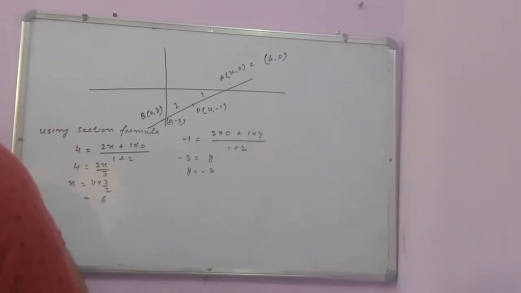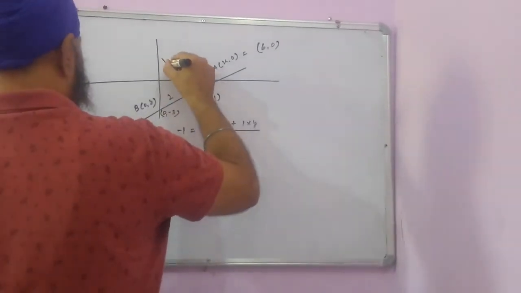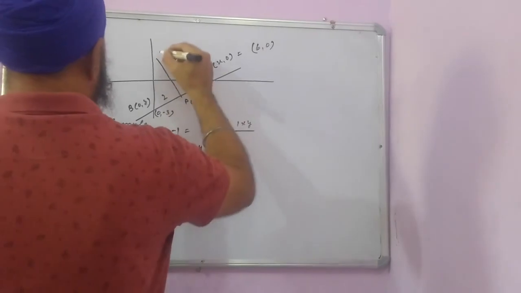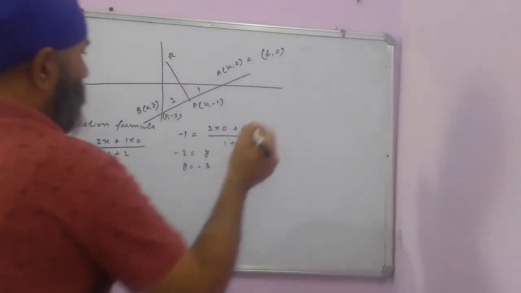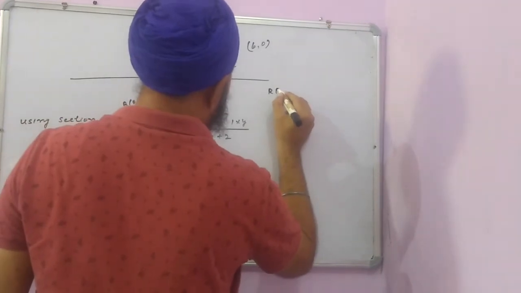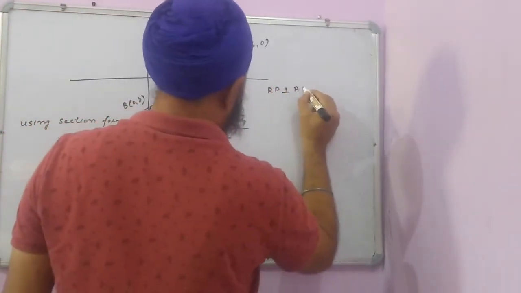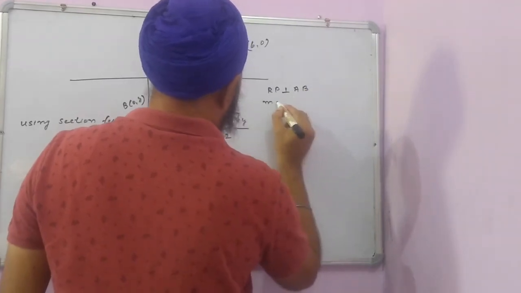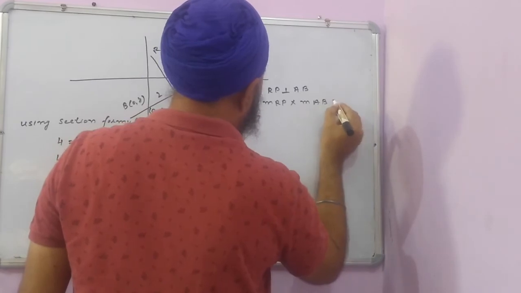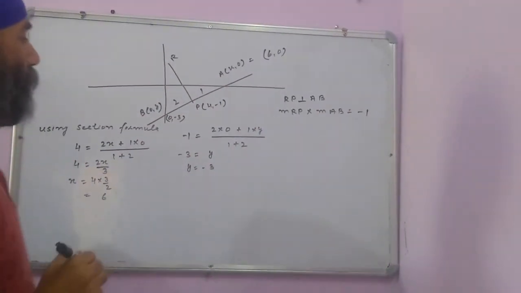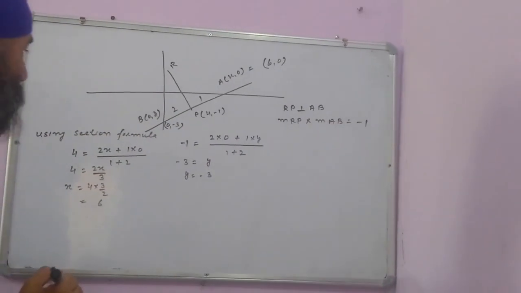Then find the equation of the line through P and perpendicular to AB. We have to find equation of this line. Let this line be RP. Now RP is perpendicular to AB. It means m RP into m AB is equal to minus 1. M means slope. Multiplication of slopes of perpendicular lines is minus 1.